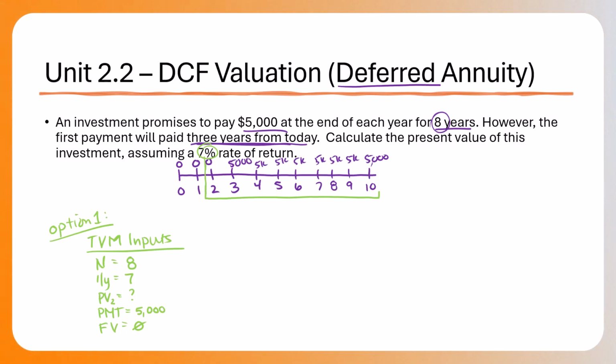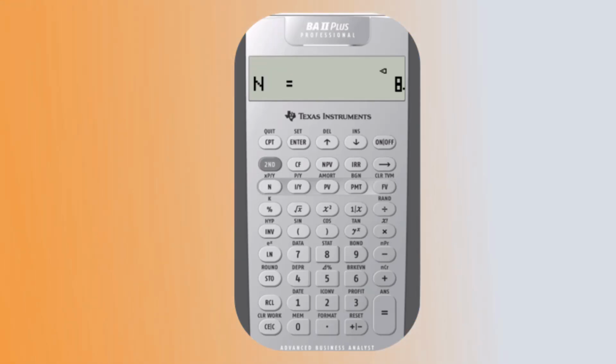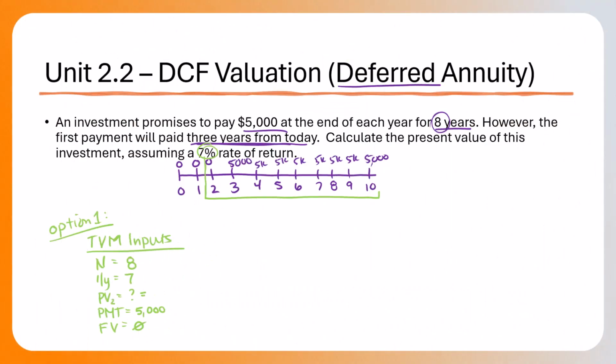received. Let's go ahead and plug this into our time value of money parameters, clear it out. 8 for N, 7 for I/Y, 5,000 for my payment, 0 for my future value, compute PV. Okay, we've found the present value of this series of cash flows, but we've done so at the end of year 2. That's $29,856.49.